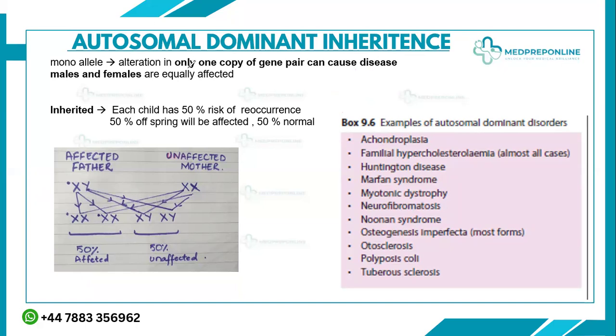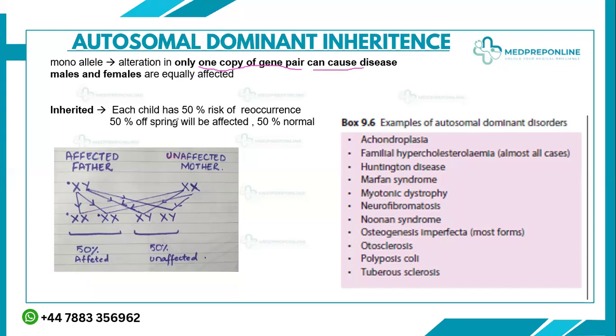So a monoallelic alteration in only one copy of the gene pair can cause disease, which I have explained to you. Males and females are equally affected. Now the question which they ask in the FOP exam is that they give you certain questions in which they show you certain types of disease, and you should know whether it is autosomal recessive or autosomal dominant, and then you have to answer accordingly.